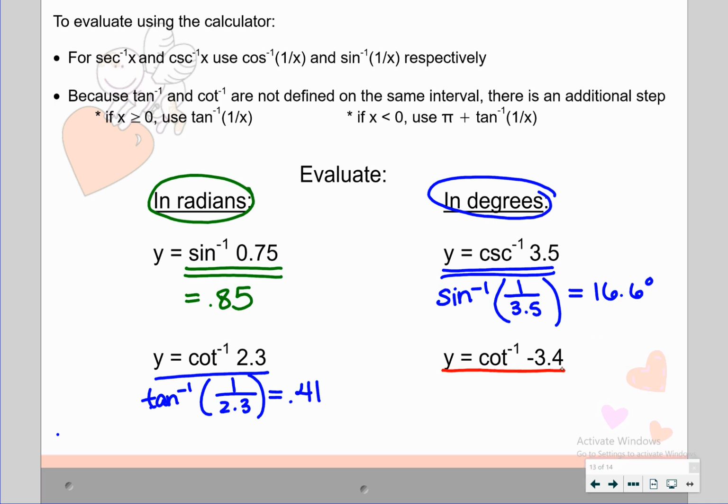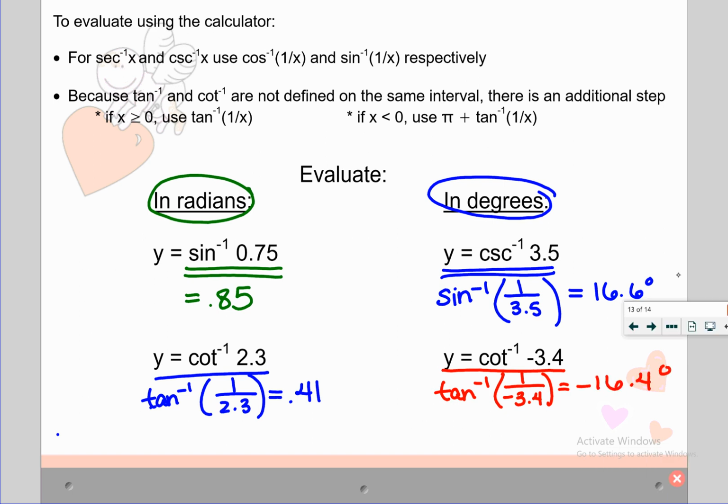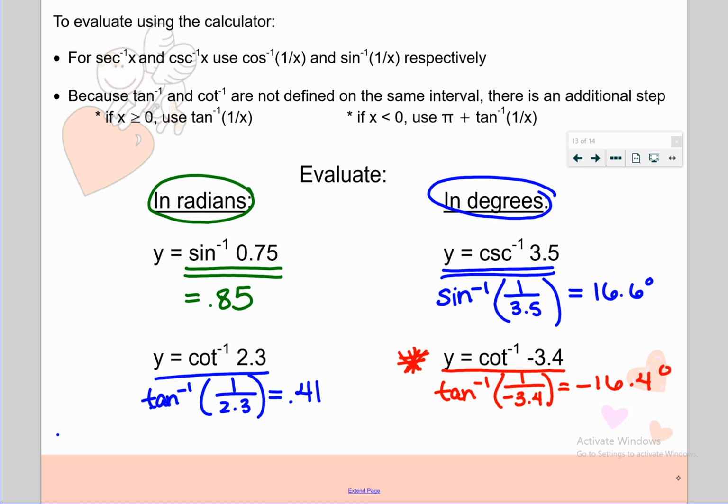Okay, the last one's in degrees, mode degree. I'm going to type in the inverse tangent of 1 over negative 3.4. I get negative 16.4 degrees. Okay, put a little star by this one.